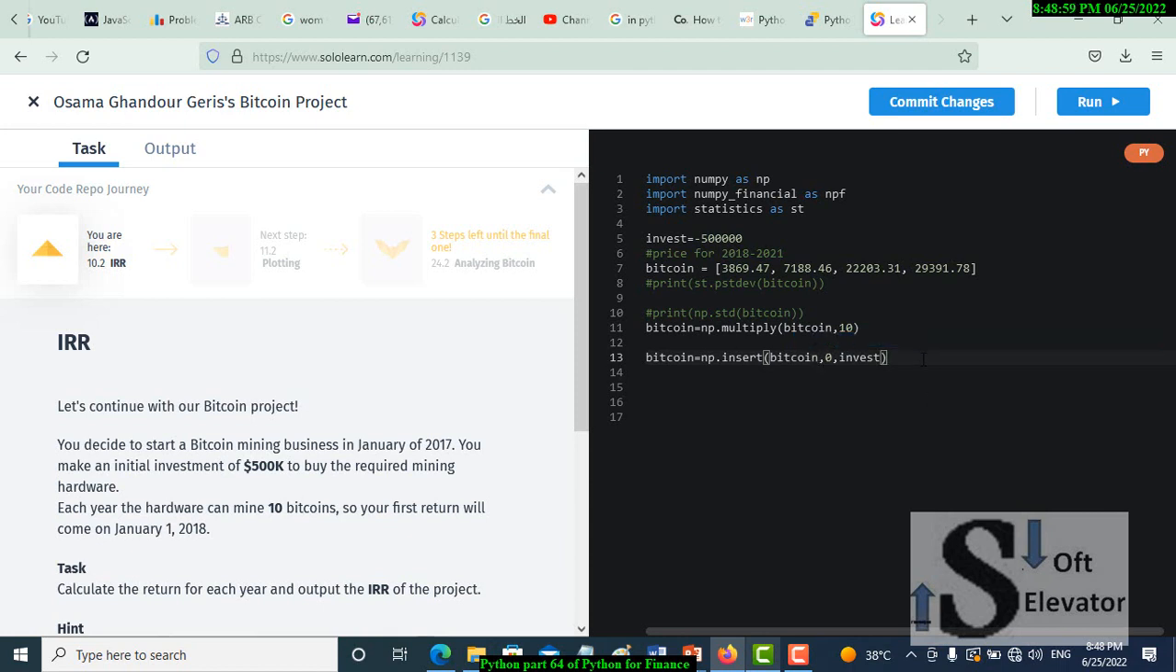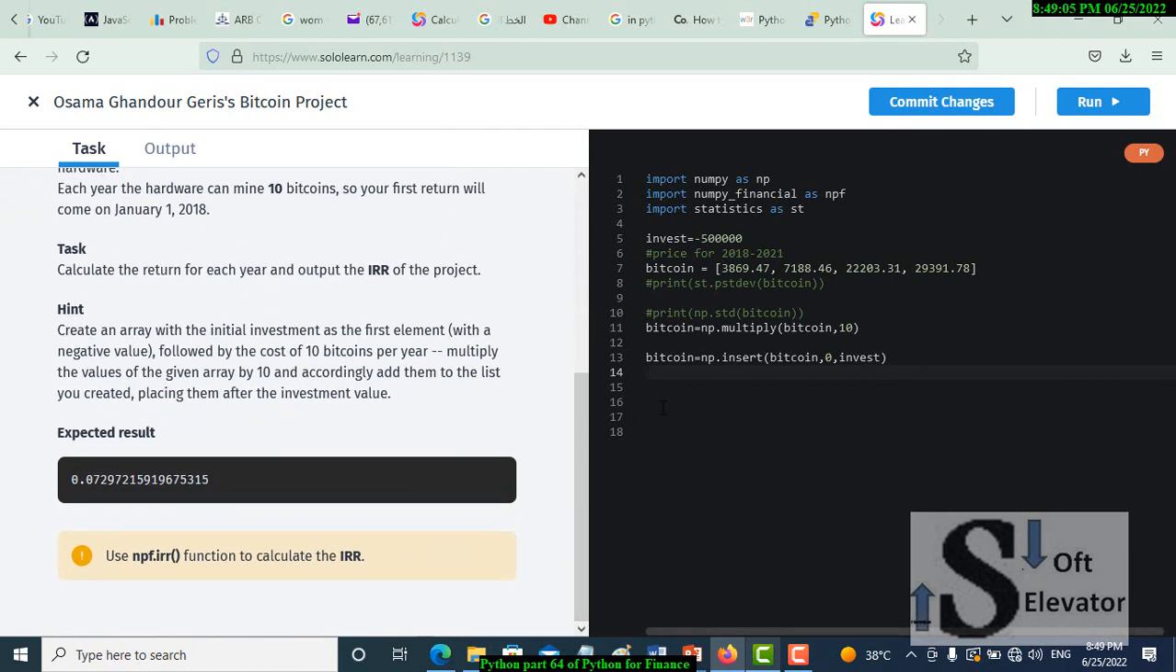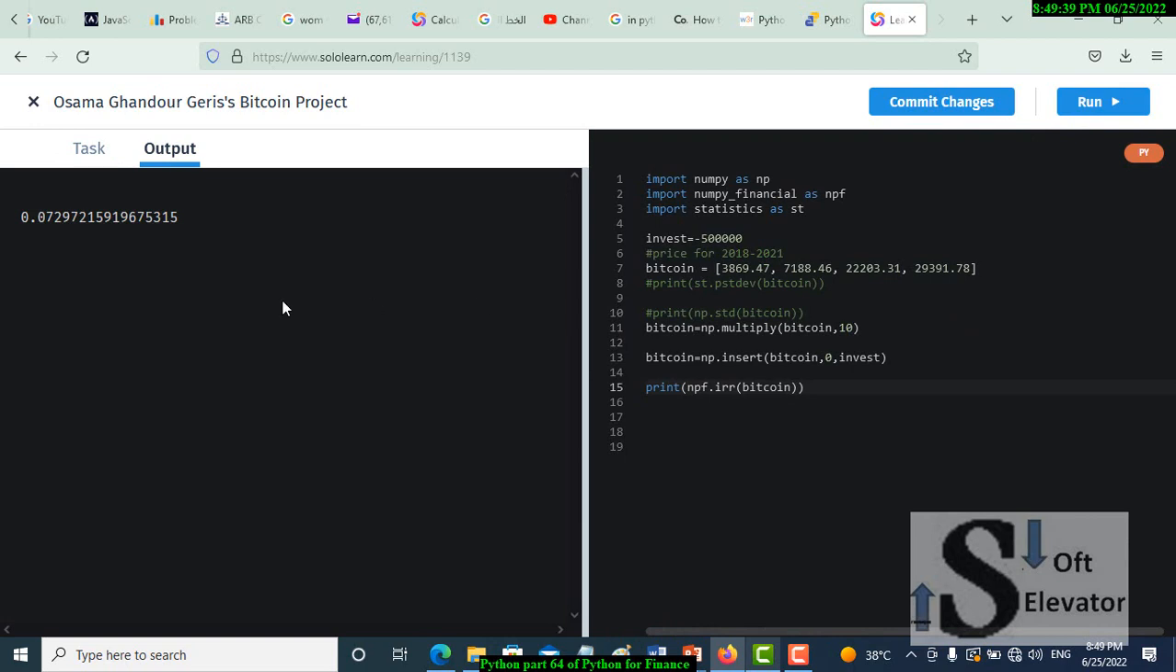Okay, and then we will compute the IRR. So computing an IRR, print NBF dot IRR and then Bitcoin. We should reach this number. Then run. Yes, it's working, it's good. Commit changes.